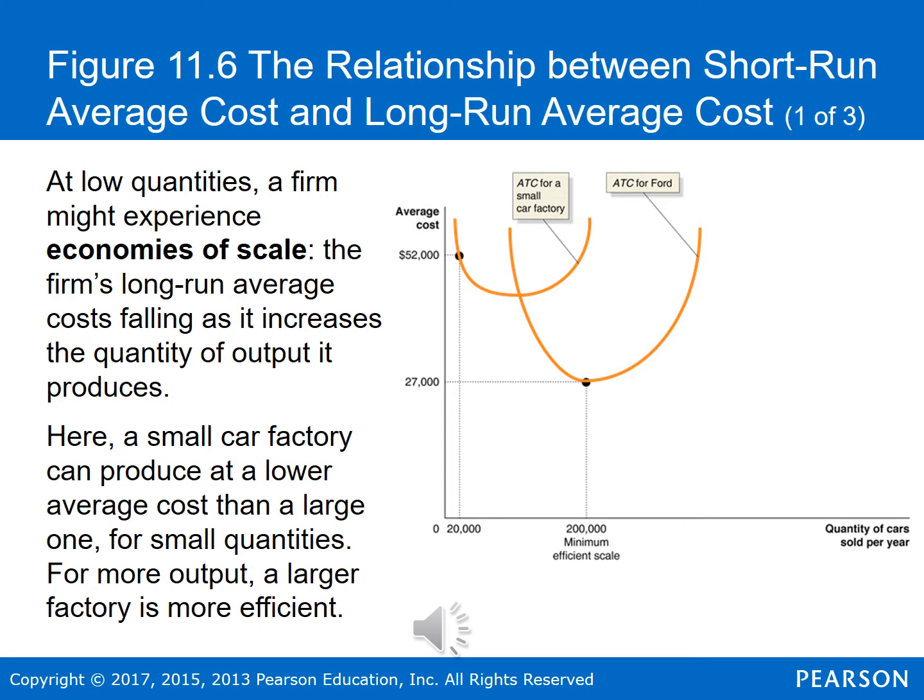So in this case, 20,000 cars being produced in a small factory is good, but at 200,000 cars, a larger firm has a much lower average total cost. So the large car factory, say Ford, compared to a small car factory, can produce a lot more units and do so at a lower cost.